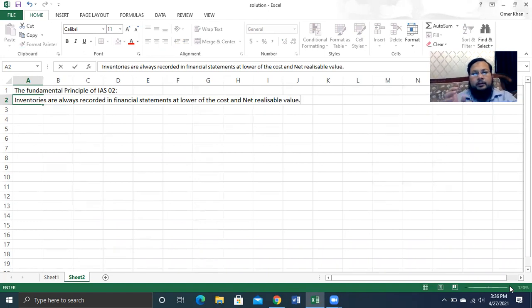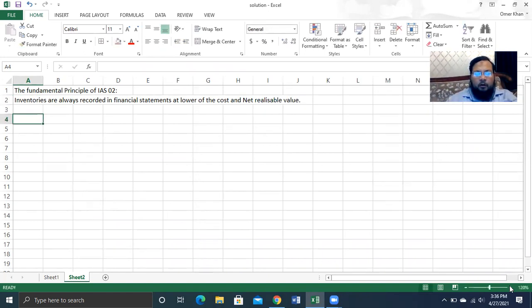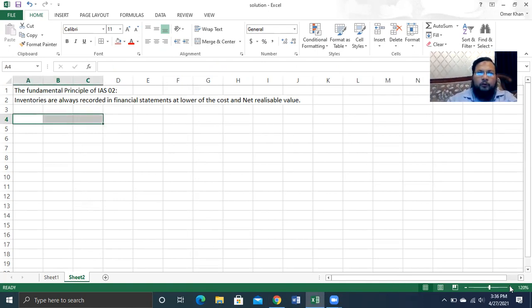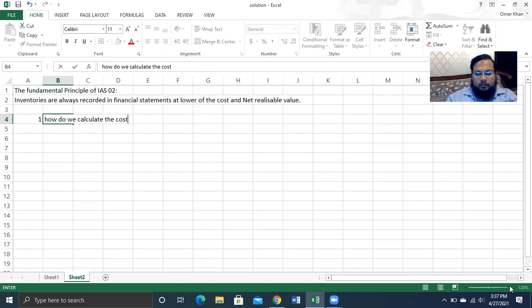You always learn this concept. It means we have got cost, we have got NRV, and we always consider the lower one. So we will report the lower one in the financial statement. I will teach you how we do that. But you must know how we calculate cost. Number one, how do we calculate the cost? Or we can say, what factors are included in the cost of the inventories.